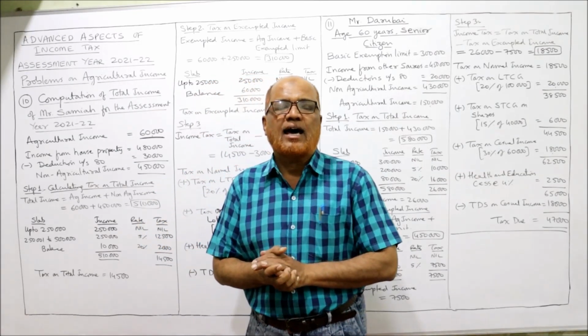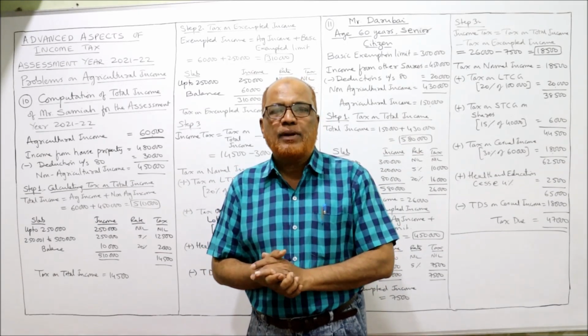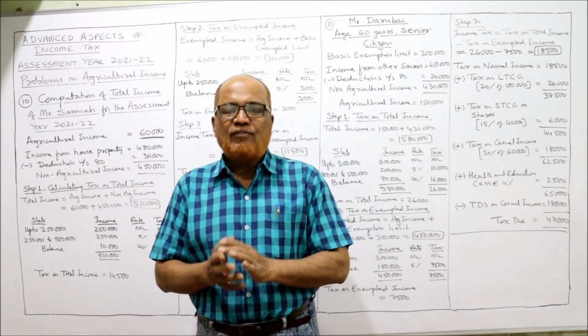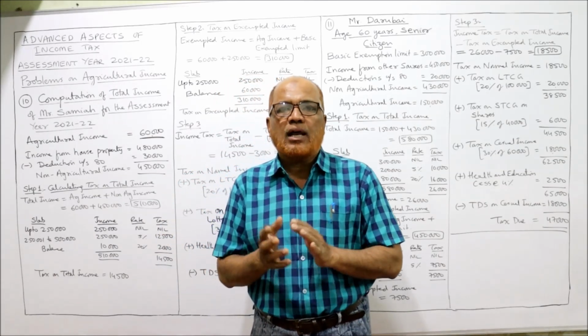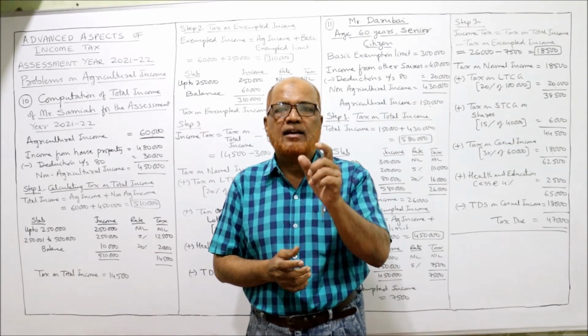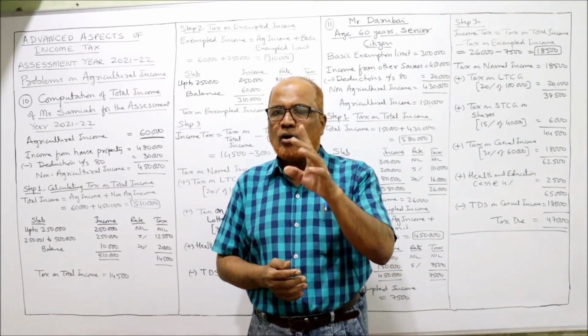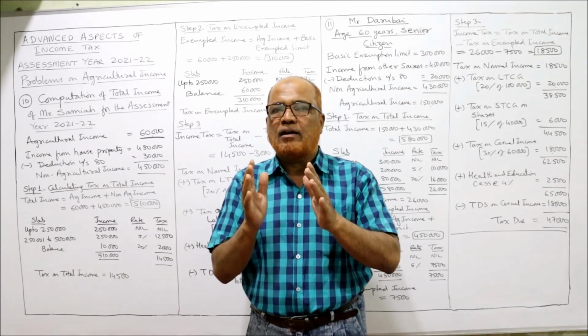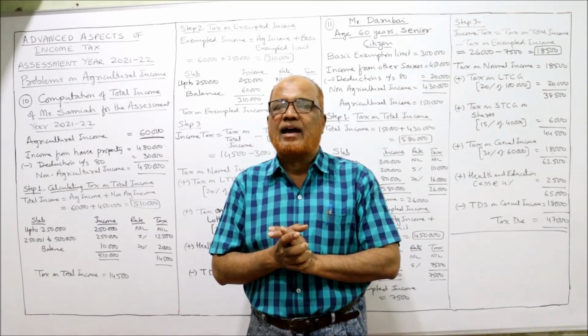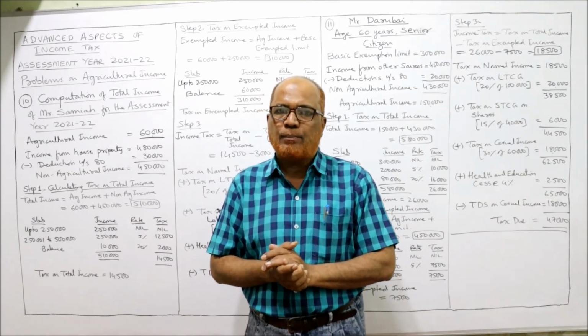Now I'm continuing the problems on agricultural income. In this video, I'm going to explain the 10th and 11th problems. Already 9 problems I've completed in the last videos. If you have watched the earlier videos, you are now in a position to understand the provisions of the Income Tax Act regarding the taxability of agricultural income. One video I have completely prepared on theory regarding the provisions of agricultural income, and 9 problems so far we have completed.